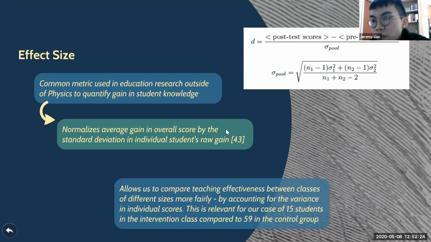By accounting for the variance in individual scores, this actually allows us to compare teaching effectiveness between classes of different sizes more fairly. This is relevant for a case of 15 students in the intervention class compared to 59 in the control group.